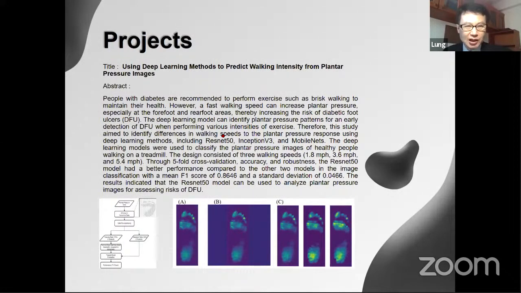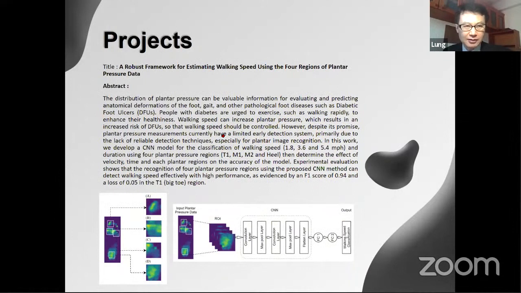Third one, I use artificial intelligence to classify the footprint. Actually, there are a lot of footprints, but if we can use deep learning to detect them, that would be better. This is about artificial intelligence for footprint classification, for different walking speeds and walking duration. If you walk slowly, the footprint should be different from faster walking. That is my concept. So I want to use it to classify it.